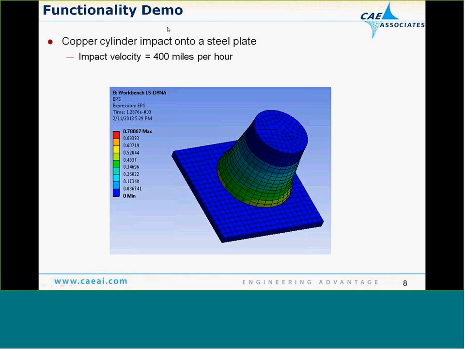Let me go on to the demonstration problem here. What I have is a copper cylinder. It's 2 inches in diameter and 2 inches long, and it's impacting a steel plate at 400 miles per hour. So it's moving pretty fast. This is essentially a Taylor bar impact test, which is used for determining yield strength of metals at impact velocities. I'm going to solve this first with a rigid plate, then I'm going to change it to a flexible plate, and we'll see what happens.